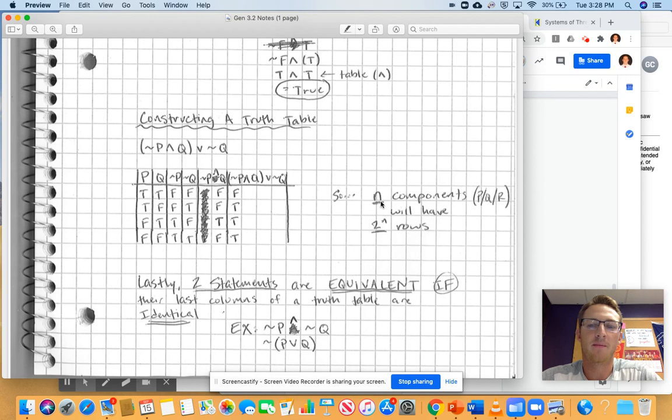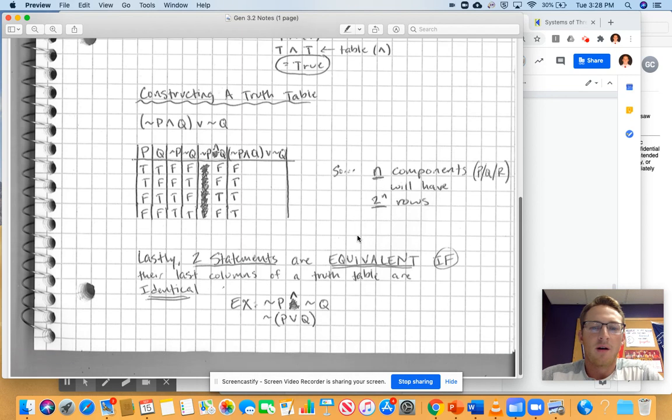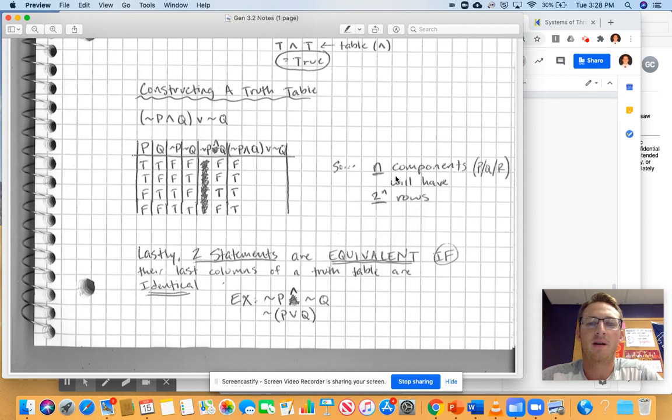All right, kind of back here we have, if you have n components, you will have 2 to the n rows. So since we had 2 components in this example, we had P and Q, 2 to the second, because that 2 comes from having 2 components, is going to be 4 rows. So we had 4 rows. That's just kind of how you can self-check yourself. And then lastly, 2 statements are equivalent if their last columns of the truth table are identical. So if there was another statement that had false, true, true, true in its last column, we would say that those 2 statements are equivalent.